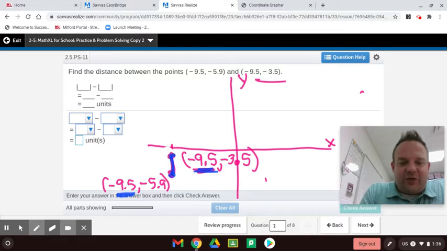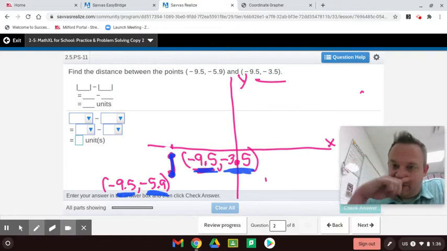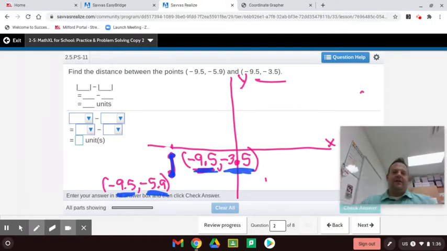That means you're going to subtract these absolute values. So you're going to take the absolute value of negative 5.9, which is always positive, so 5.9. And you're going to subtract the absolute value of negative 3.5, which is just 3.5. Let me show you what I mean.